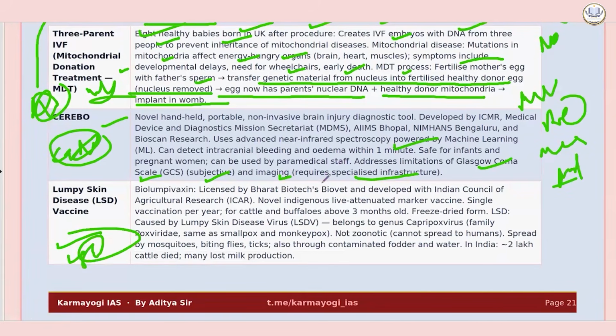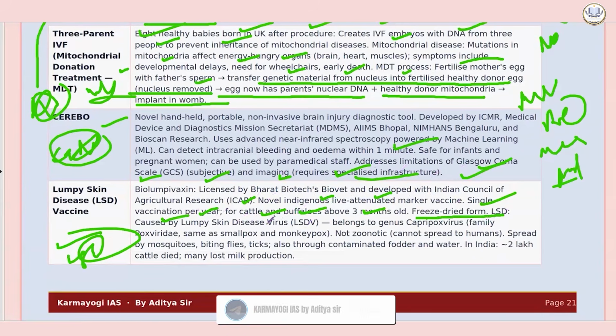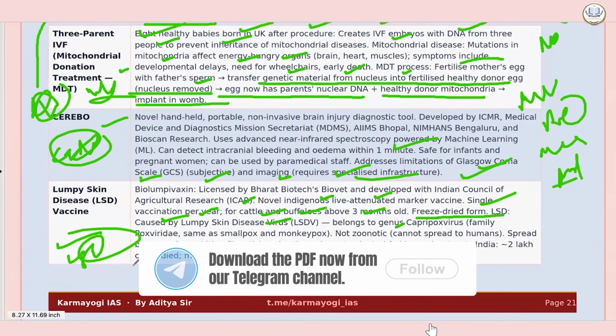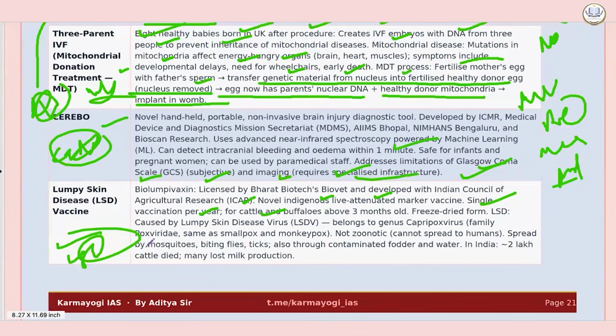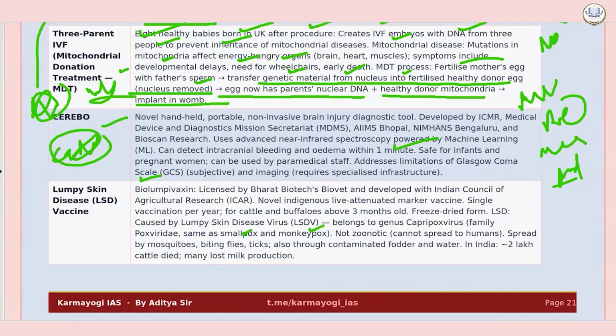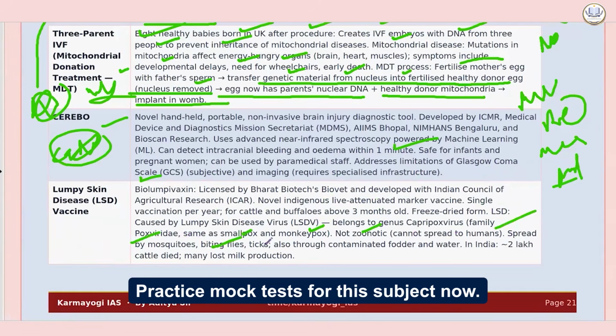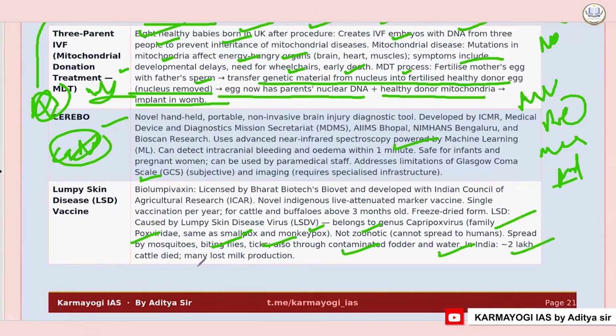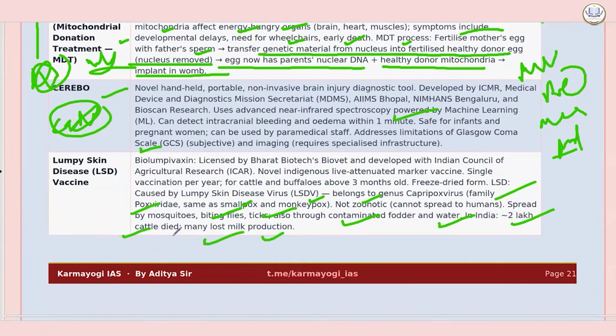We have the lumpy skin disease, LSD, vaccine. The BioLumpy vaccine is licensed by Bharat Biotech, Biovet, and developed with the Indian Council of Agricultural Research. It is a novel indigenous live attenuated marker vaccine, a single vaccination per year for cattle and buffaloes above 3 months old, in freeze-dried form. LSD is caused by the lumpy skin disease virus, which belongs to the genus Capripoxvirus, of the family Poxviridae, same as smallpox and monkeypox. It is not zoonotic and cannot spread to humans. It spreads by mosquitoes, biting flies, ticks, and also through contaminated fodder and water. In India, almost 2 lakh cattle died, and many lost milk production.